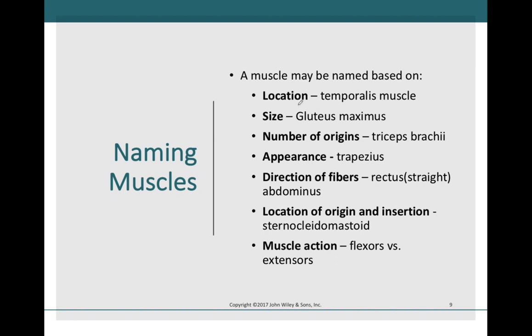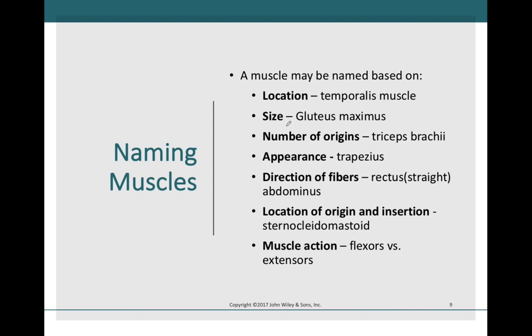So first and foremost is the location of the muscle. The temporalis muscle is found on the outside of the temporal bone. This muscle is solely named based on where it is located on the body. And we'll see a lot more examples as we go through the body and learn different muscles. But especially in your lab class, when you're actually going to learn the specific muscles of the body, you will see the location of the muscle used in the name very frequently.